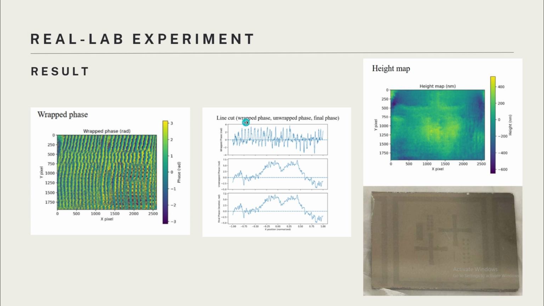And then with this, we can pick a line that we want to analyze and then graph out the wrapped, unwrapped, and final phase according to this. And after that, we have the wrapped and unwrapped phase. We can convert it into height, and then what we have right here is the height map. And so you can sort of see the cross becoming a bit easier to see, and this scale is down to the nanometers.